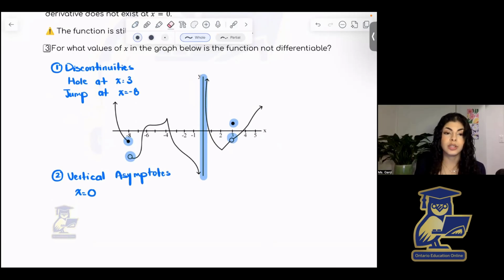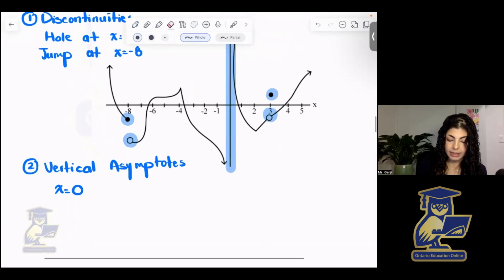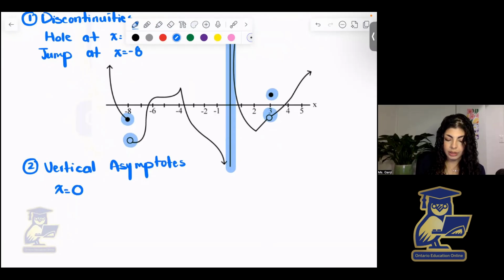So there would be no tangent for us to draw here. And same with the other two discontinuities. You wouldn't be able to draw any tangents here in any way because it's not continuous, so we can't have that slope.